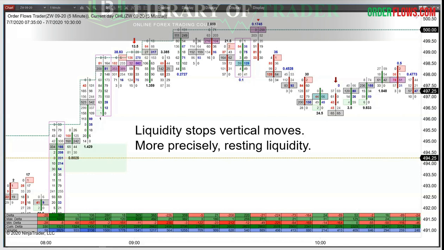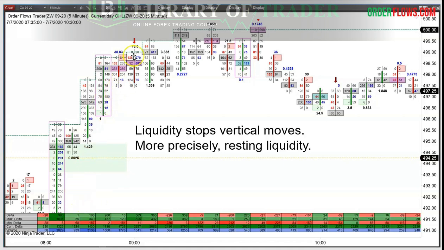But when you're in the US session and you're making moves on light volume, then it can often stop and reverse pretty quick, right? And that's not necessarily a market efficiency. That's just a condition of the market. However, liquidity stops vertical moves, more precisely resting liquidity. So for example, this is the wheat market, right? You shoot up, you got some nice heavy volume coming in here, right? So it's not a move on light volume.